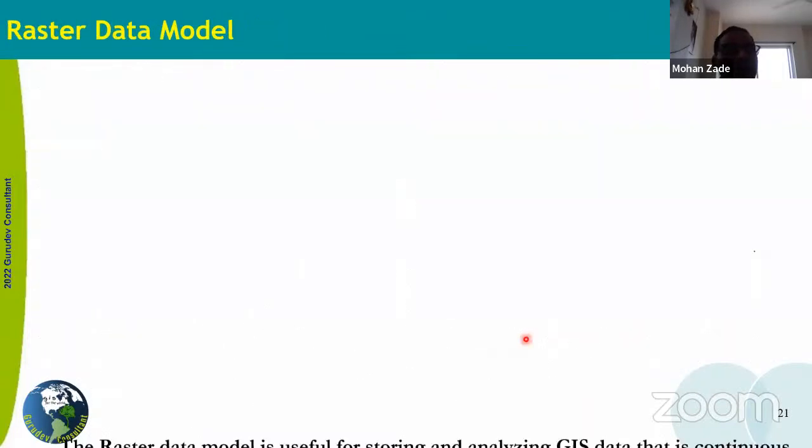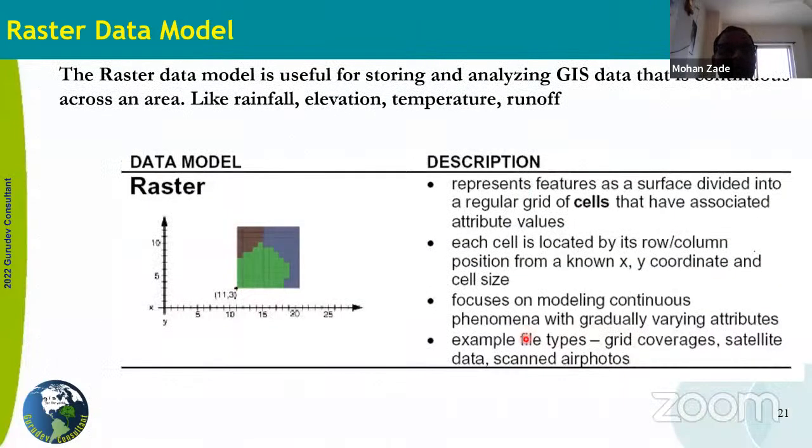However, in the raster data model, these are like your rainfall, elevation, temperature, and runoff. If you see here, a coordinate system where the polygons are represented, and the same thing here. Mostly it is for the continuous surface. Raster data is mostly used for the continuous surface, meaning where the phenomena change every few meters, like temperature. Temperature keeps changing every few meters. So, it's continuous.